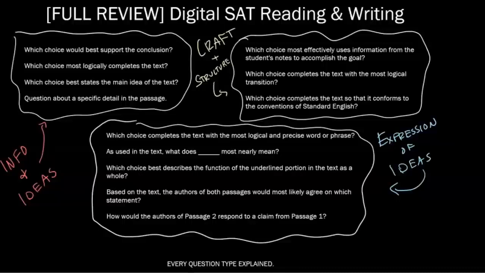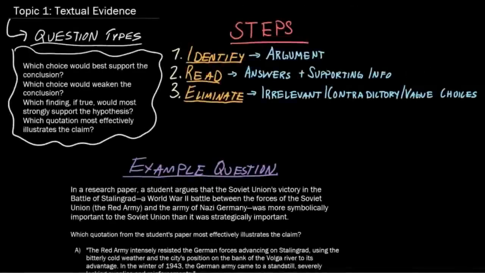And good luck. We're going to start off with textual evidence. Okay, we are getting started with our first topic here, textual evidence, likely the biggest one you'll see on your SAT. Almost all four of these example question types you will see on test day. So what they're going to ask you is some variation of which choice is either going to best or worst support the conclusion, right? Which choice is better, which choice might weaken that conclusion, which finding might support a conclusion, which quotation might support a conclusion.